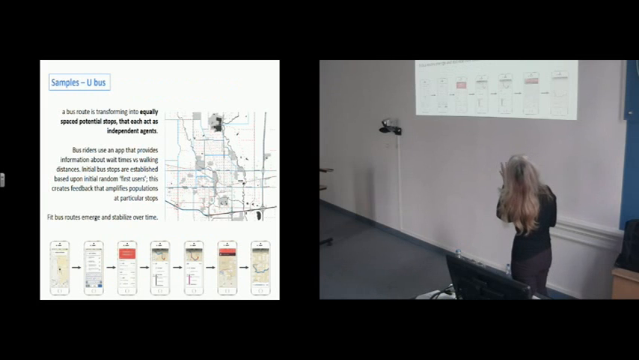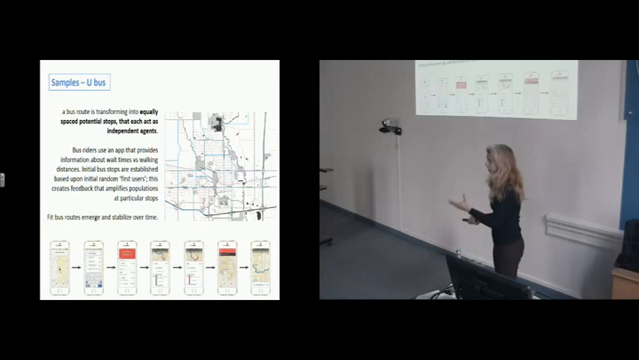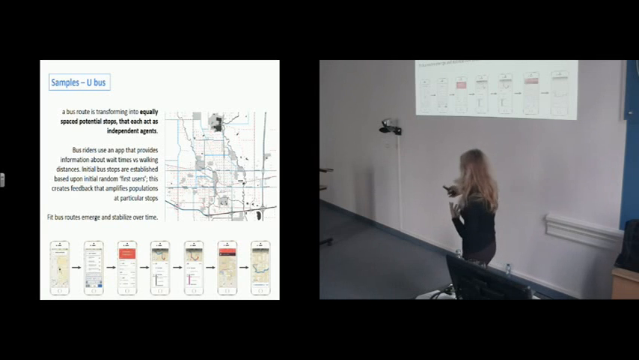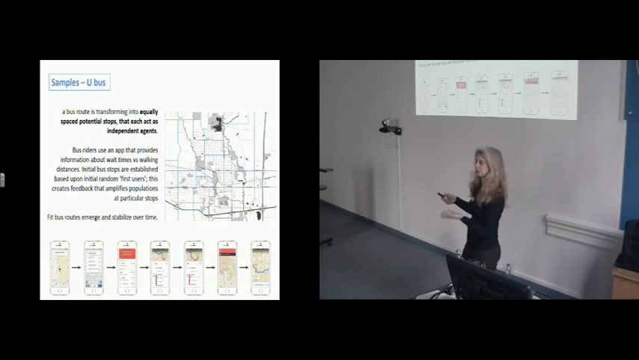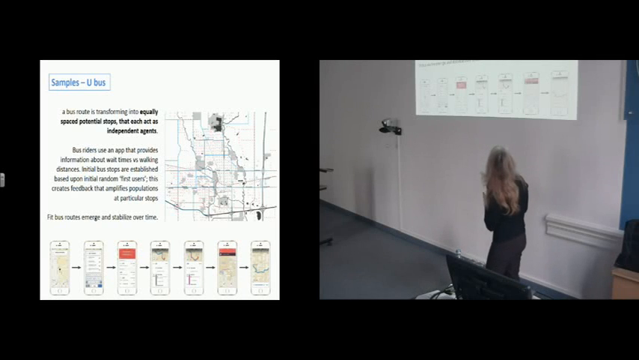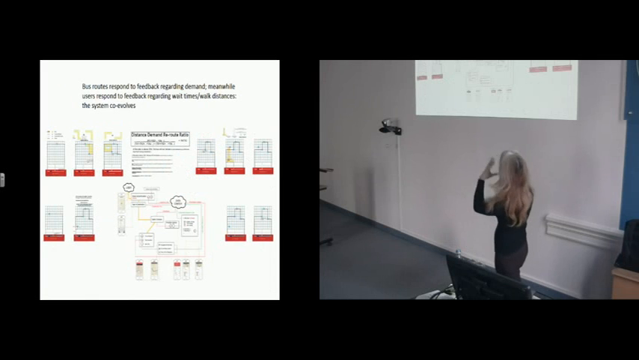So this is another example, the U-bus system, where an effective bus transport system evolves over the course of time by this co-evolving: users moving towards bus stops, buses moving towards the users, and the system gradually settling into a fit regime from all possible configurations of bus routes.